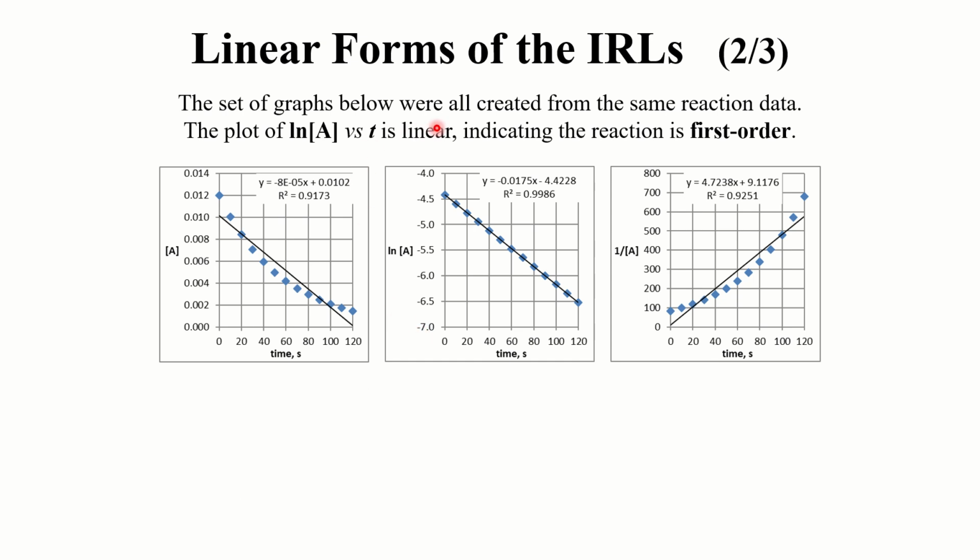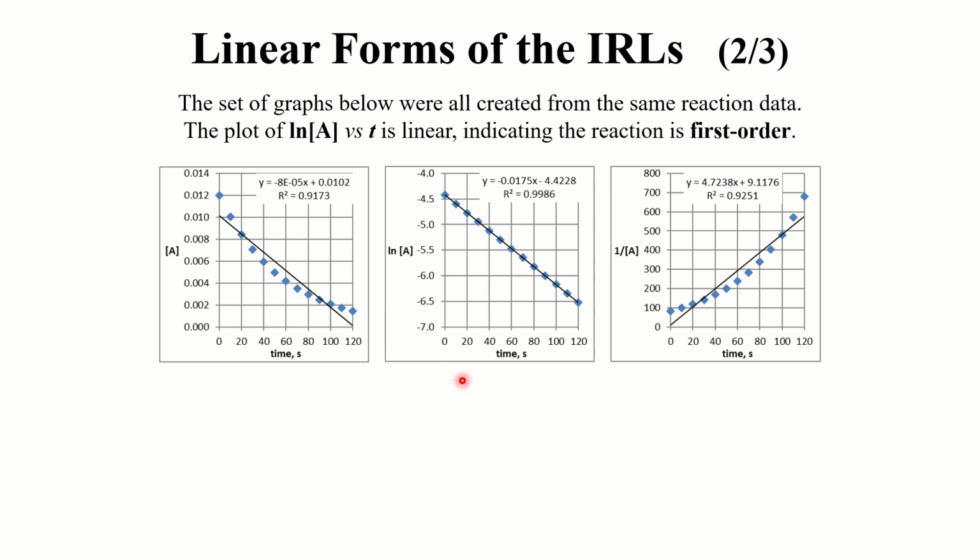The set of graphs below were all created from the same reaction data. The plot of natural log of concentration versus time is linear, which indicates that the reaction is therefore first order. You may be given a problem like this, whether it be on a homework, quiz, or exam. For my classes, that's homework or exam. You want to look at the three plots. Whichever plot has the best linear fit tells you whether the reaction is zero, first, or second order. So take a close look.